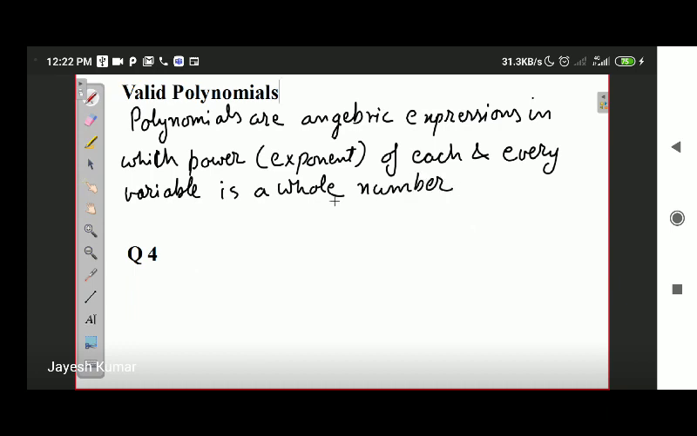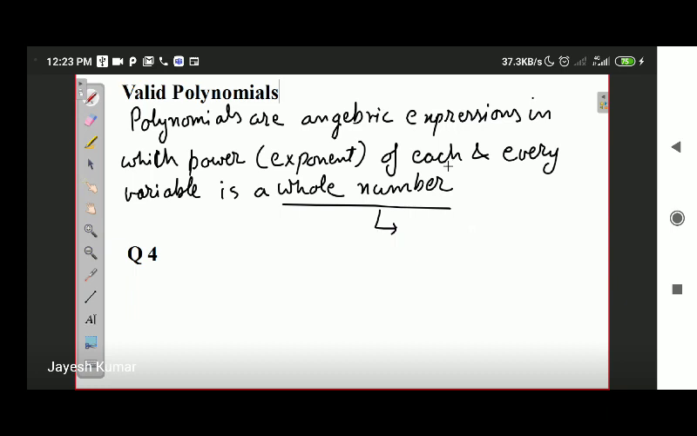Okay, so what do we mean by whole number? A whole number is an integer, so there are no decimal values. It is not a fraction, not a rational number, so there are no p by q terms. The numbers like 1, 2, 3, 4, 5, 0, 18, 20, these are whole numbers. If a number is 2.2, then it is not a whole number.